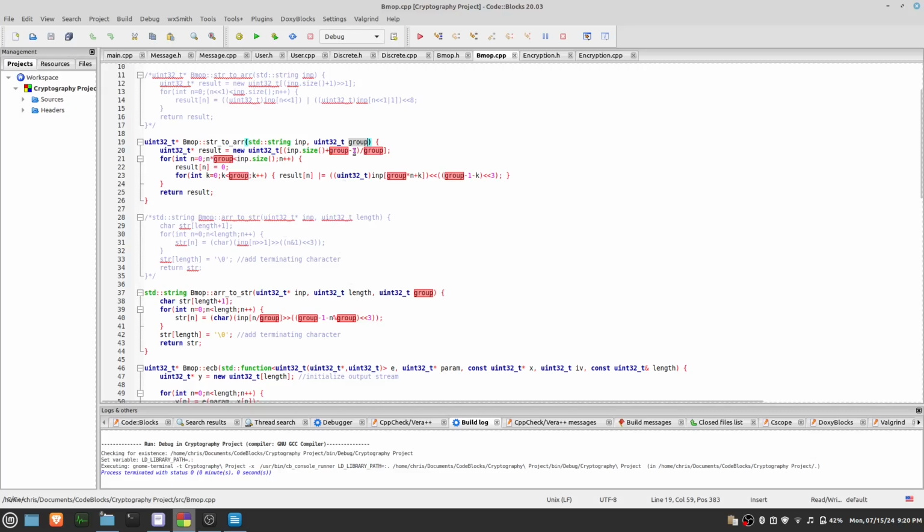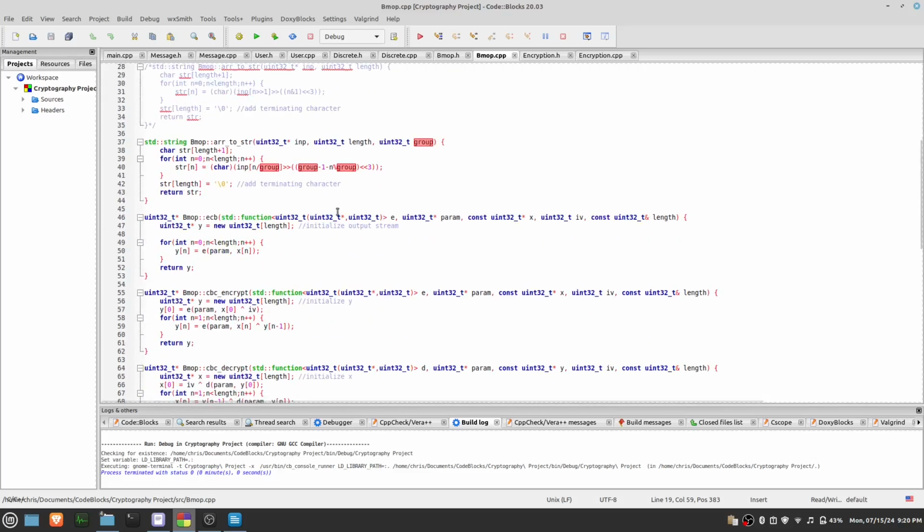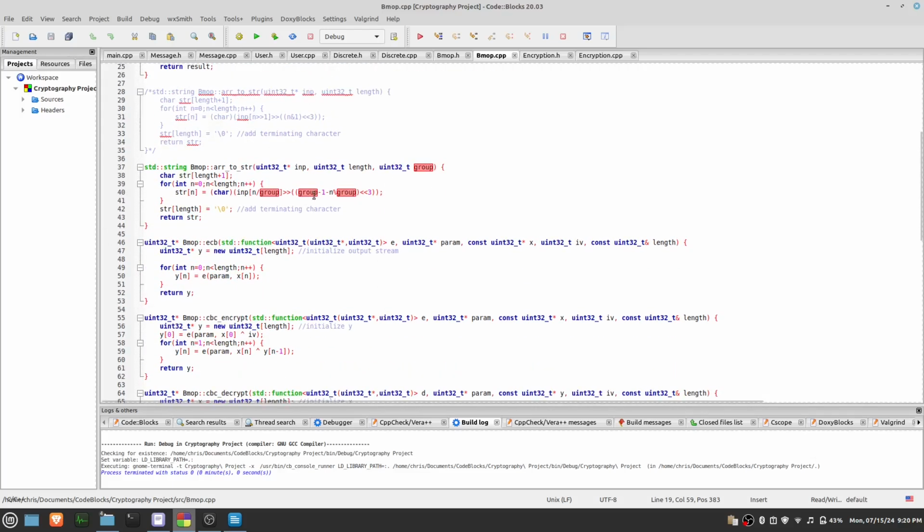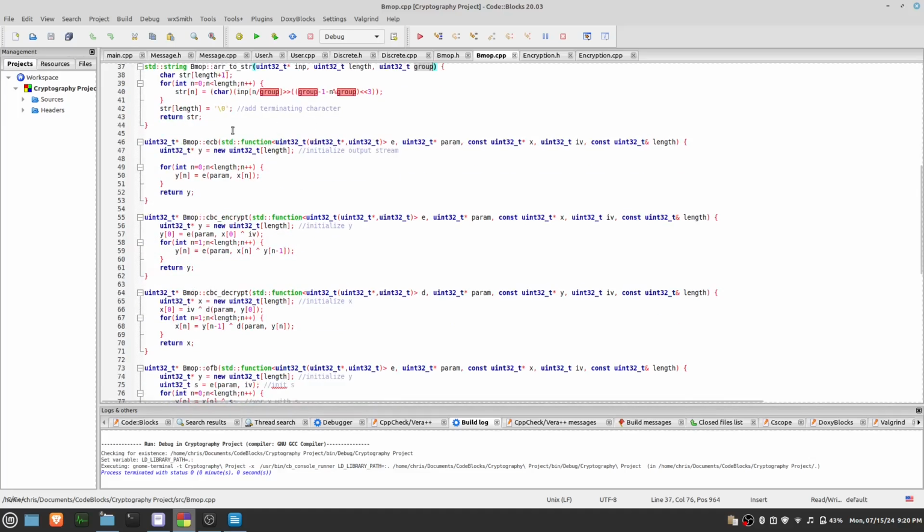But that's fine. To be fair, I could have had it grouped by 3. With the way the code was written, there'd have been absolutely no difficulties changing the grouping to 3 instead of 2. But I guess I just didn't do that. And then this converts arrays back to strings, again given the grouping, which is set to 2.